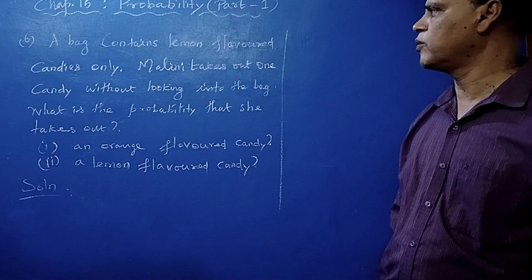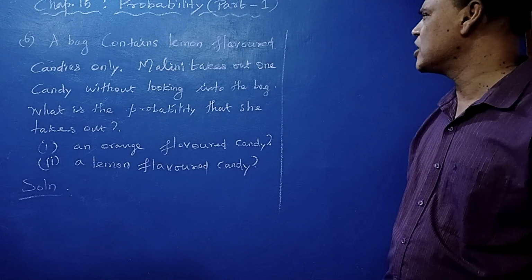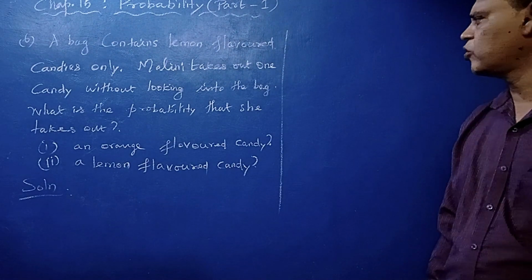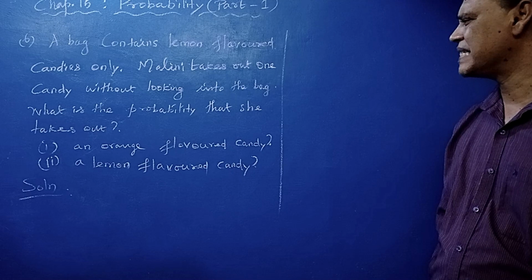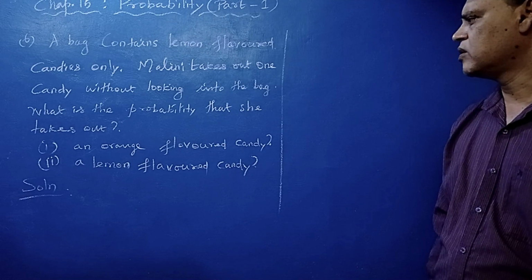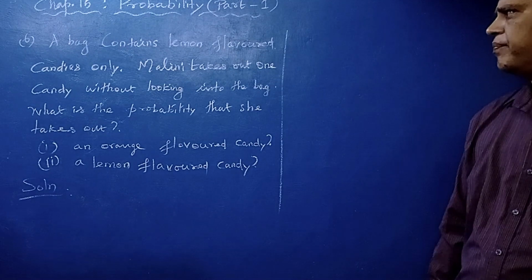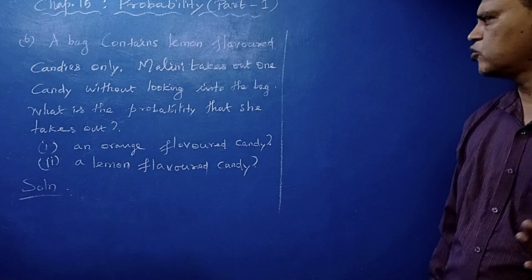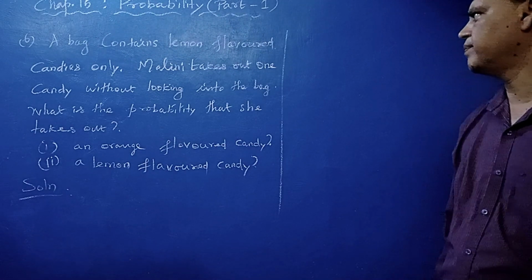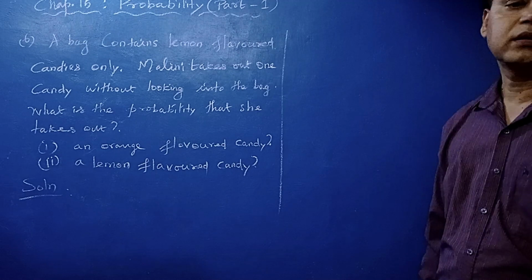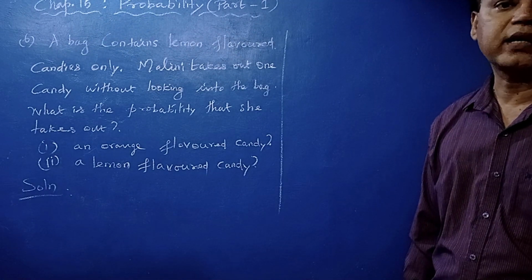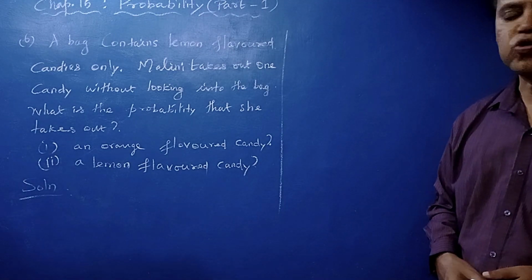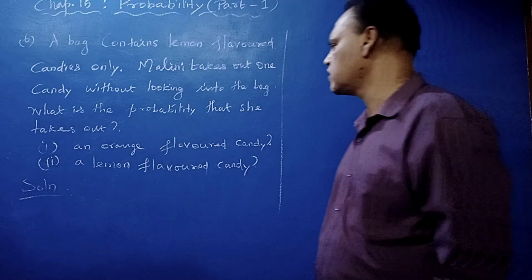This problem is very interesting. Sixth problem. A bag contains lemon flavored candies only. Molly takes out one candy without looking into the bag. What is the probability that she takes out, first, an orange flavored candy? That means there is no orange flavored candy. Clear? That means it is an impossible event. Whenever you take one candy, it will come out lemon flavored only. So that is an impossible event. So here the probability of an orange flavored candy is 0.